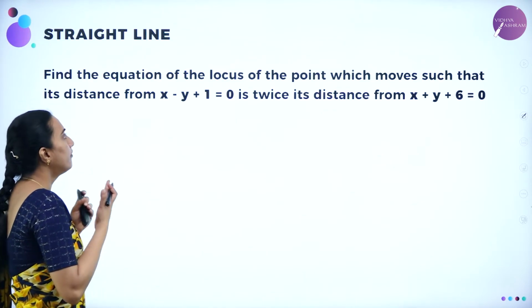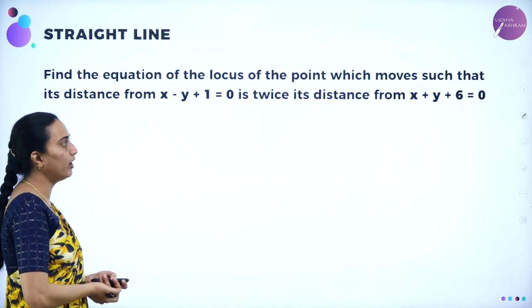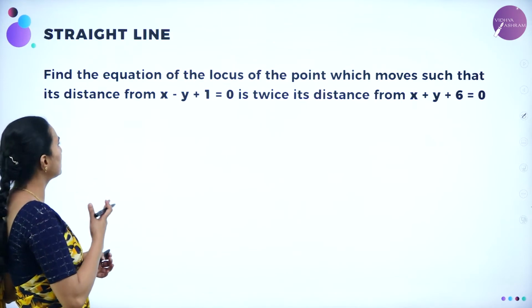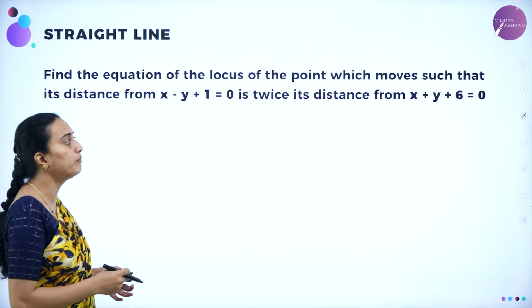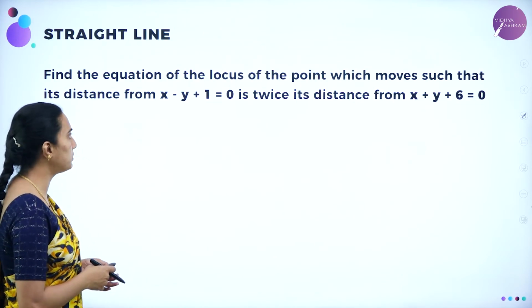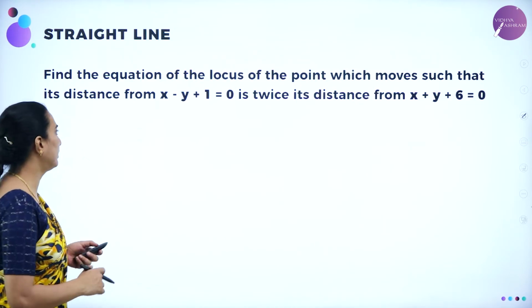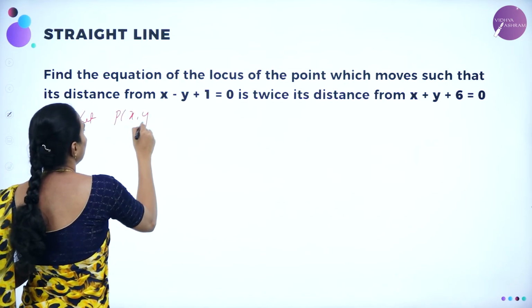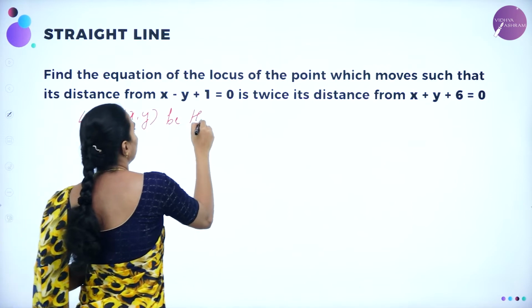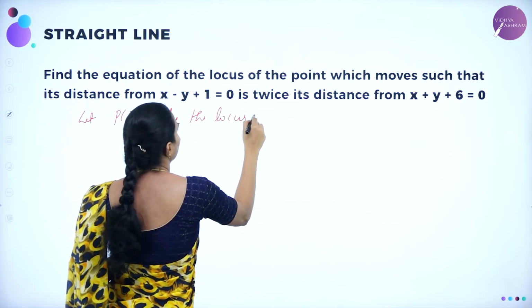What they've asked: find the equation of the locus of the point which moves such that its distance from x minus y plus 1 equal to 0 is twice its distance from x plus y plus 6 equal to 0. You can take it like this. Let P of x comma y be the locus of a point.